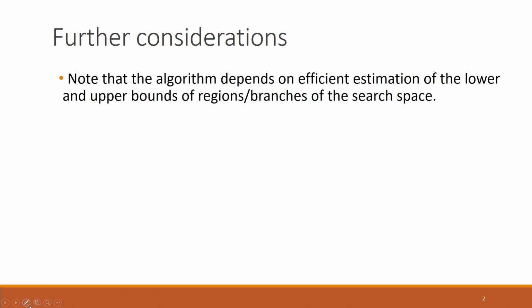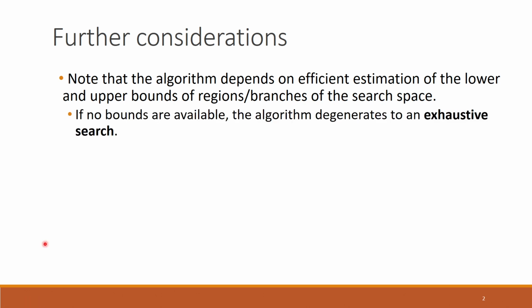So, what does that mean? In the worst case scenario, if no bounds are available, this algorithm will degenerate to exhaustive search. It can happen that we may have to evaluate all the feasible solutions of the given problem, because we are not able to find any bounds due to which we could prune some of the nodes or regions, and in that case we will end up doing an exhaustive search of the feasible space.